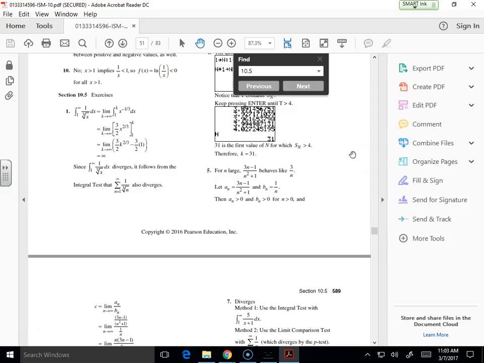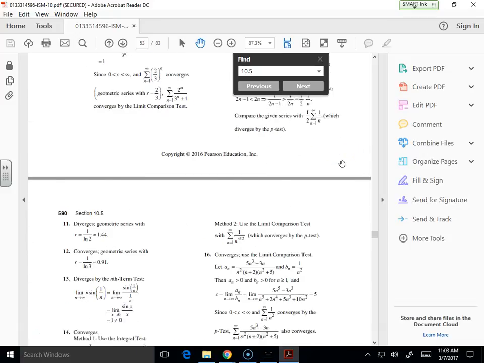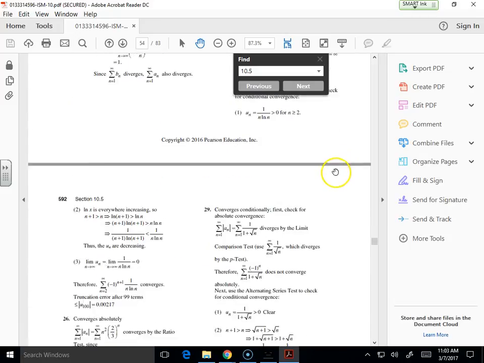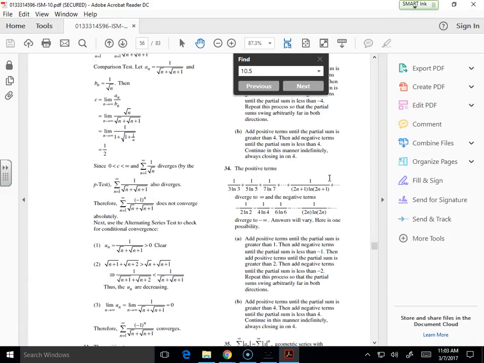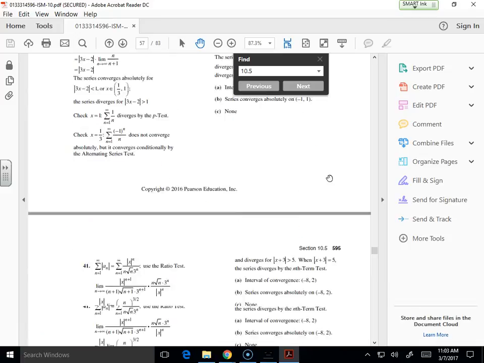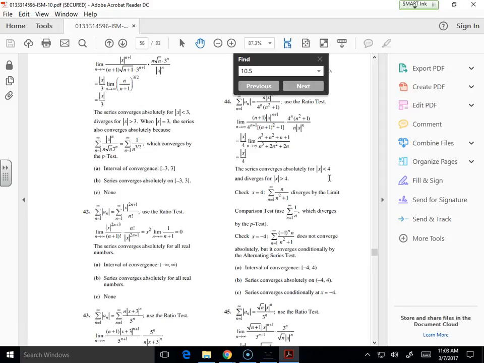Alright, evens on 10-5. There's two evens. 44. Oh, yikes. Okay.